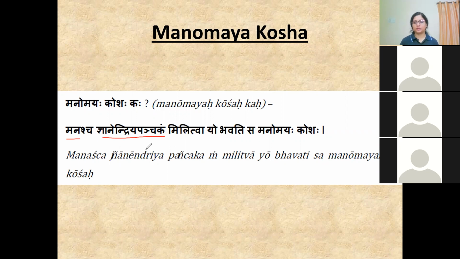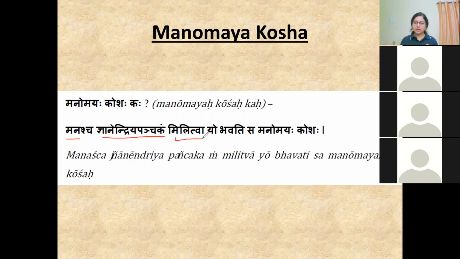Chakshu, Shotram, Prana, Vak. And then Gandha, Ghranam, Rasanam. Okay, the 5 organs of input, of knowledge, the ones that pick up information about the world. So these are the 5 types. So this manaha plus these 5 jnanendriyas, militva. Militva means combined. So this combination of manaha plus jnanendriya is called manomaya kosha.